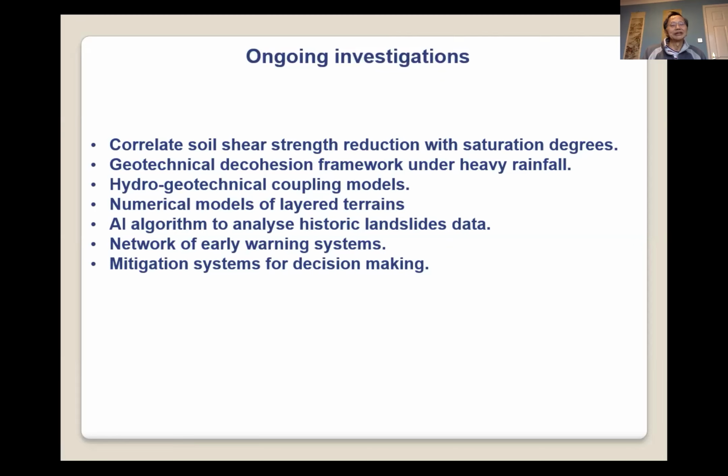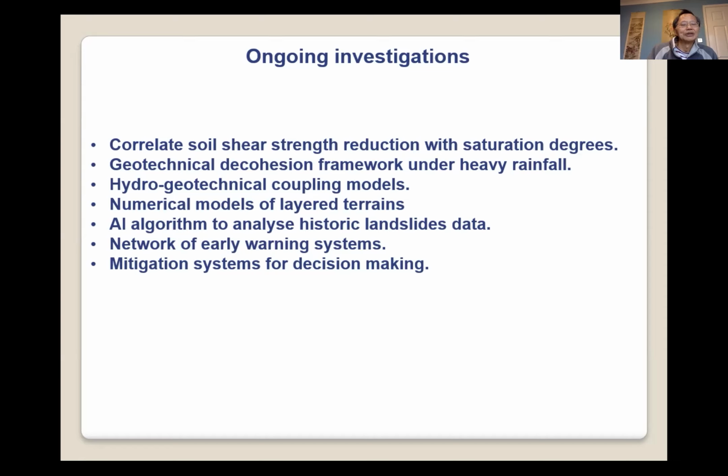Now, this is ongoing investigation. Currently we are working on correlating the soil shear strength reduction with the saturation degrees. The soil saturation degree will be influenced by rainfall intensity, and we are developing a geotechnical decohesion framework, which is also a function of heavy rainfall. And we are trying to establish the hydrogeotechnical coupling model and the numerical model for the layered terrain, with the extrusion technologies to build up the three-dimensional domain for the terrains.